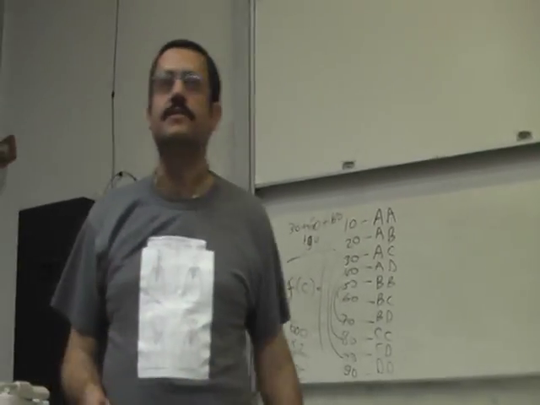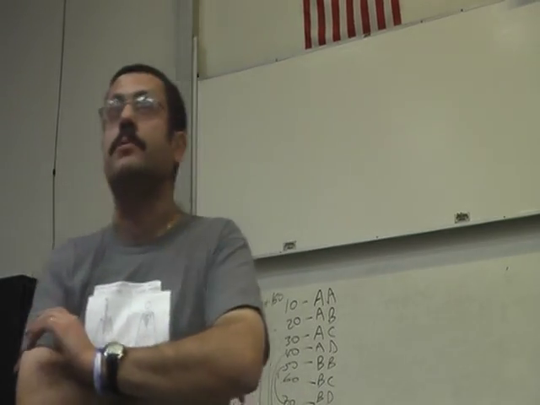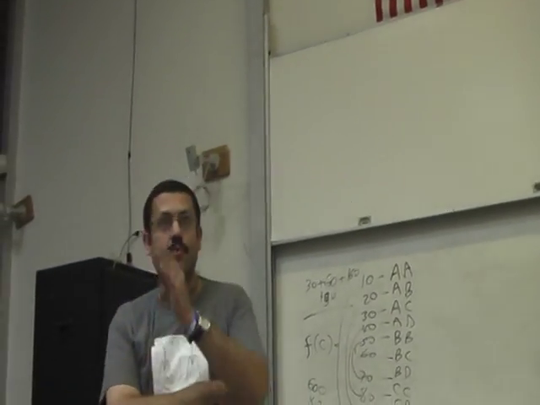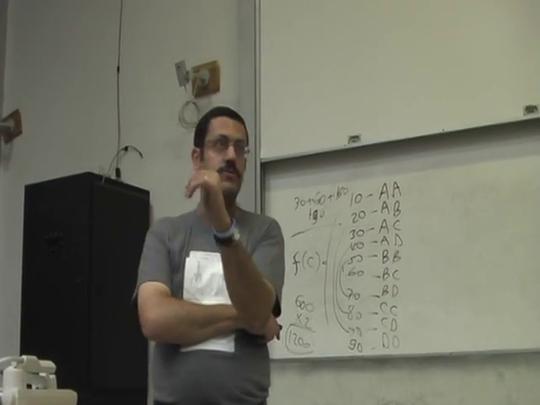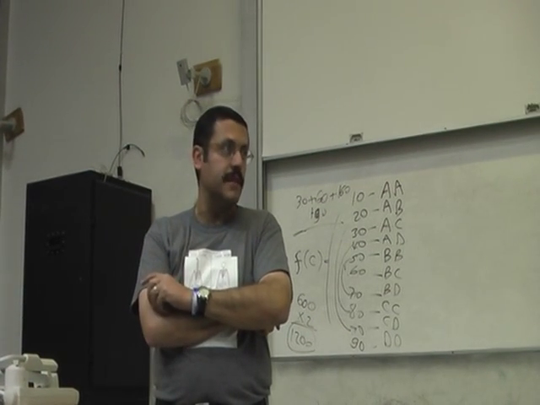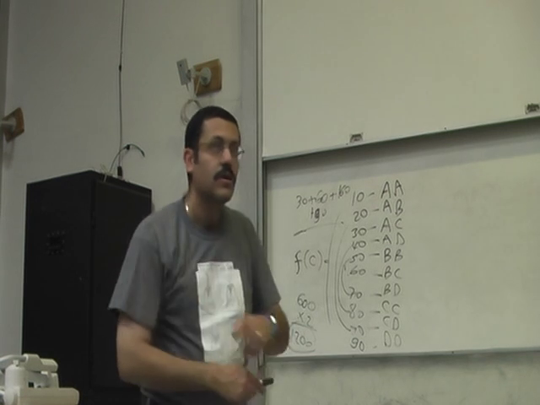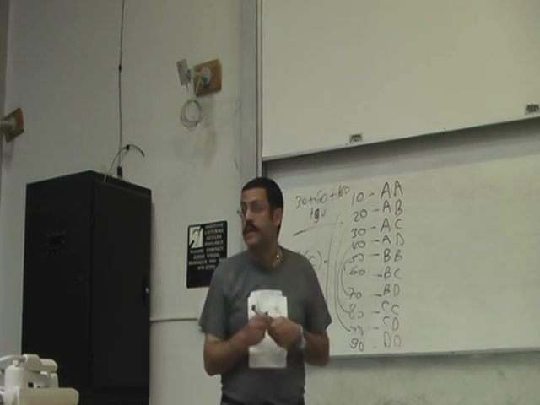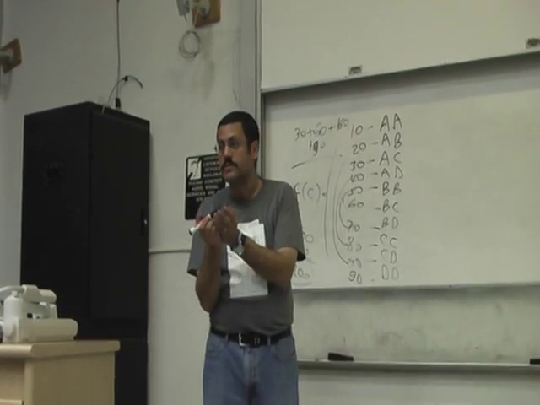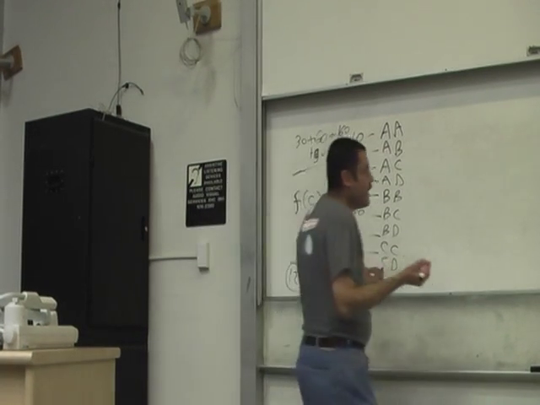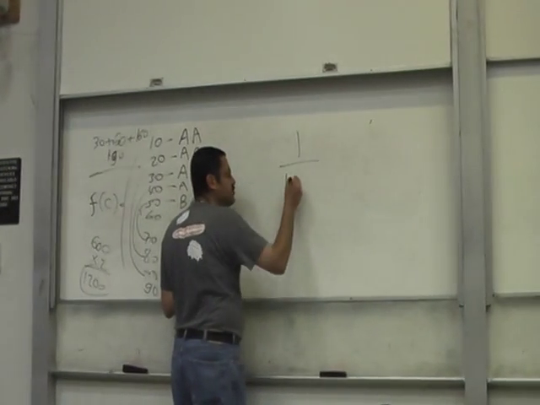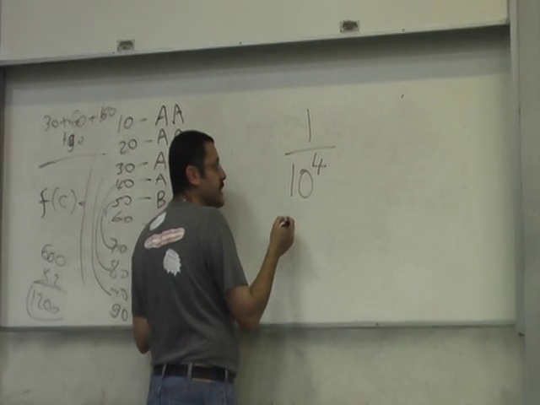Or in fact, let's make it easy first. 1 out of every 10,000 are albinos. What's the frequency of albinism in that population? If 1 out of every 10,000 are albinos, what's the frequency of the albino allele in that population? You take 1 over 10,000 and you square root it. 1 out of 10 to the 4 is albino.